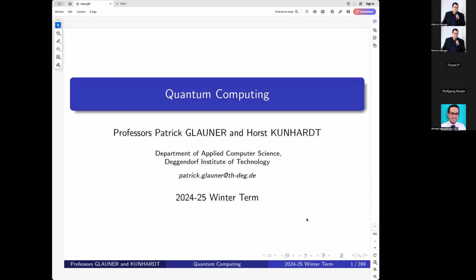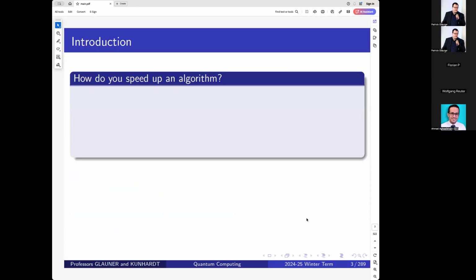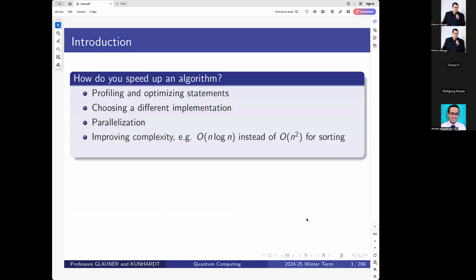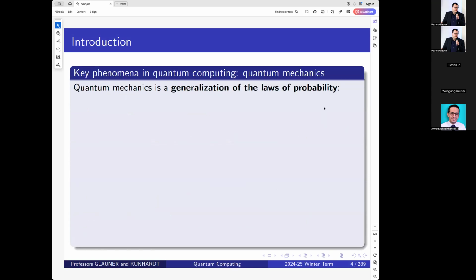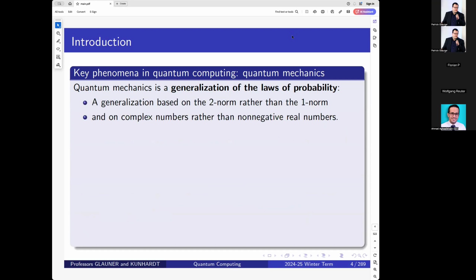I always start with a quick summary of the past lecture. Last week we had our first session of the quantum computing course. We discussed how we can speed up an algorithm, looked at some approaches, and then saw why quantum computing looks promising to solve certain computational problems substantially faster, because using quantum mechanical principles, we can solve some of these problems in a better complexity class. We also saw that quantum mechanics can be seen quite independently of physics.